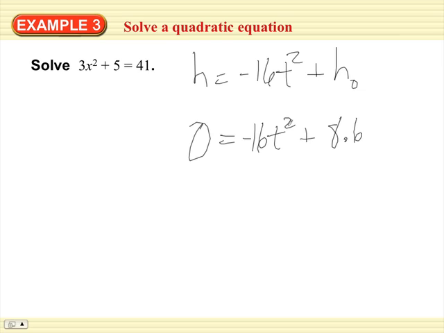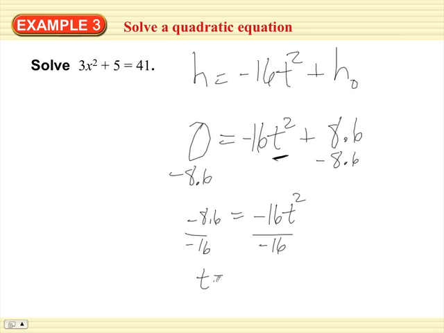You're going to get t by itself. Here's the deal. Let's get t by itself. So which means I'm going to subtract 8.6. Do this with me. Subtract 8.6. You get negative 8.6 is equal to negative 16t squared. Now what? Divide by negative 16. I'm just going to say the positive of this, 8.6 divided by 16. Oh, not t. Yep, t squared. Now, t squared equals 8.6 divided by 16. T squared, not t.